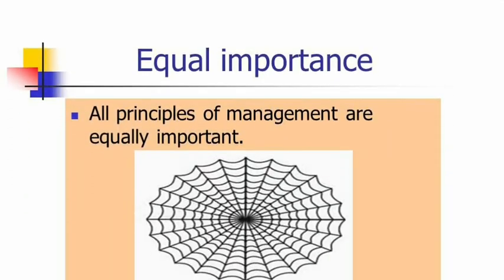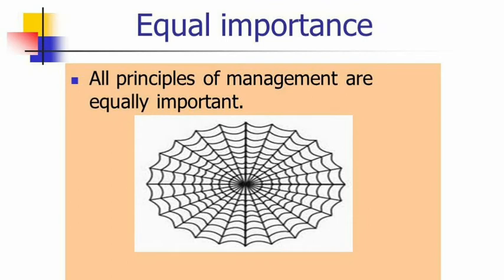Last and final point on the nature of principles of management, equal importance. There are several principles of management and each of them has equal importance. And these principles must be used with equal efficiency by managers at different levels of authority. For example, we cannot say that the principle of unity of command is more important than the principle of division of labor. No preference can be set for any specific principle as each of them is equally important. So this is all about the nature of principles of management.